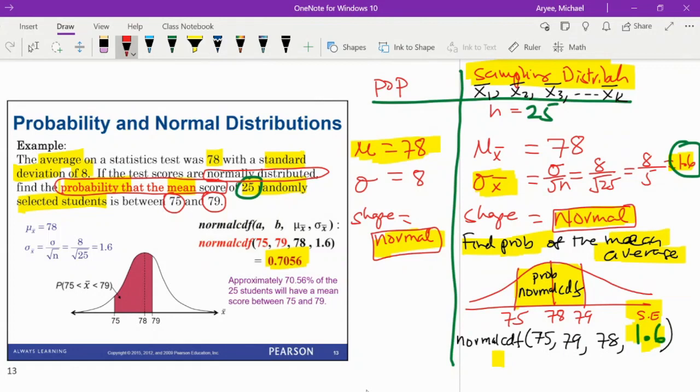Someone said you got a different answer. Tell me what you got. Normal CDF 75, 79, 78, 1 point... Okay, so I had the wrong number here. I'm going to change it based on your recommendation.